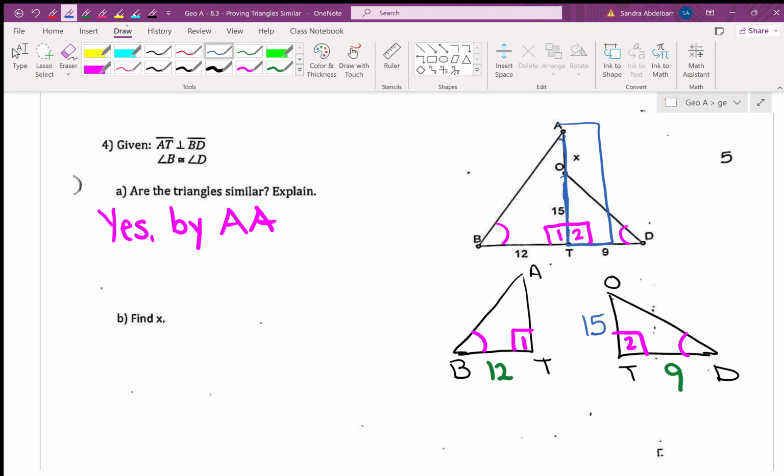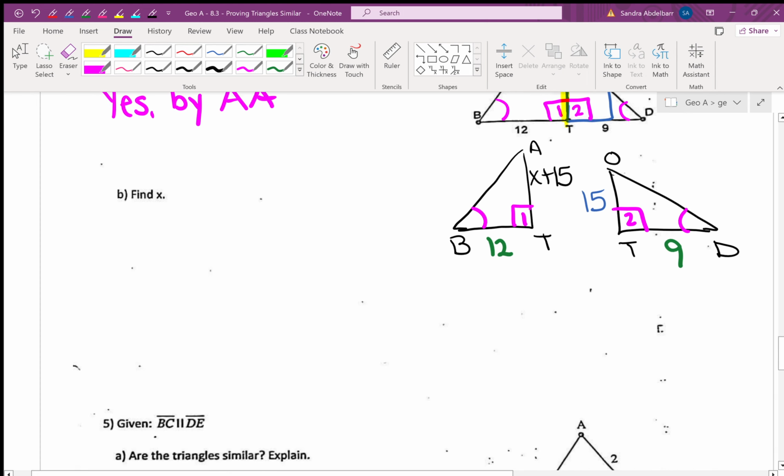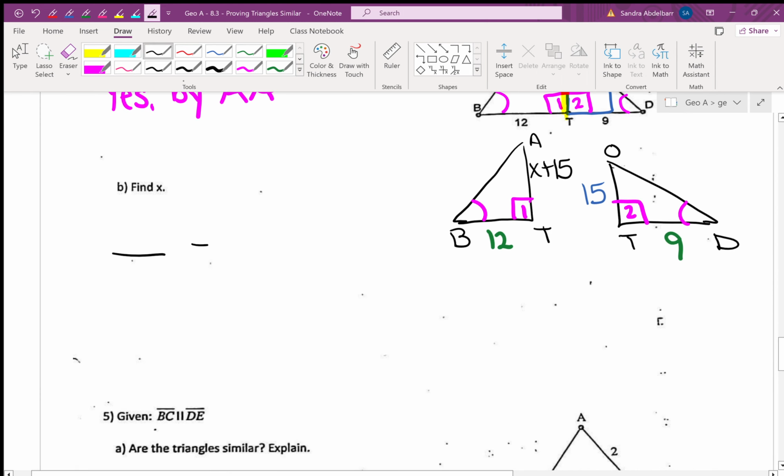Vincent? You got it. Isn't A to T an X and then a 15? That's not 15X. What is that? 15 plus X or X plus 15. Because these two triangles are similar, aren't their sides in proportion? So when I say to find X, we need to make a proportion. Can somebody come up with a proportion for me?